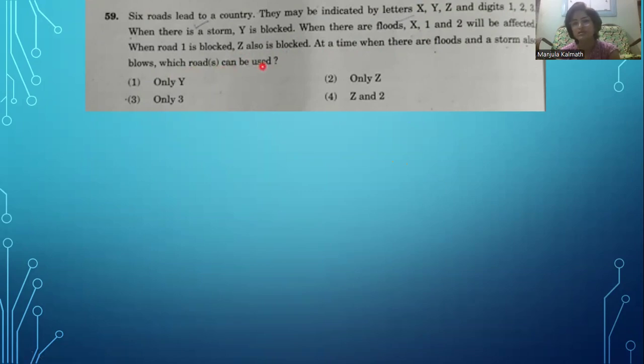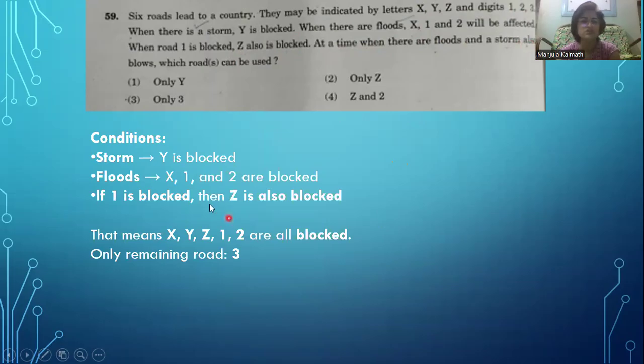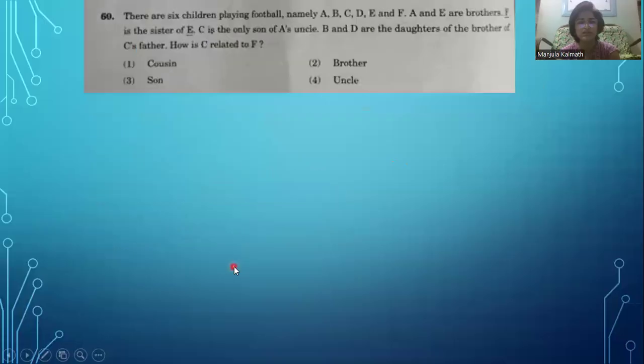Both are there. Then which of the roads is it possible to travel? That is only the third one, which is not affected by any of this. So storm blocks Y here, flood blocks X1 and 2. And if 1 is blocked, then Z will also be blocked. Then all of these are blocked: X, Y, Z, 1, 2. Then only the 3 remains here.